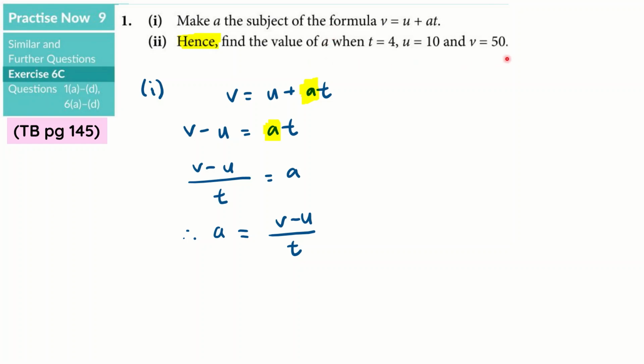So I now have numbers over here. Since I need to make use of our answer in part 1, which is the formula here, A equals V minus U over T, I do not and should not in fact start from the beginning again. I just have to let T equal 4, U equal 10, V equal 50. And that is what I've done over here. I replace the variables with the respective numbers accordingly. Subsequently, I can calculate this on my calculator and I will get a value of 10. So this is how we solve a typical question on changing the subject of a single formula.